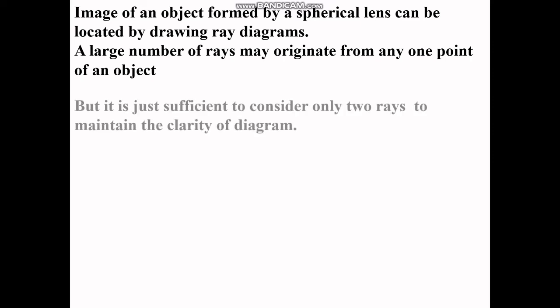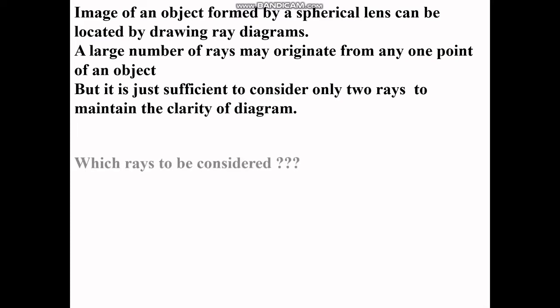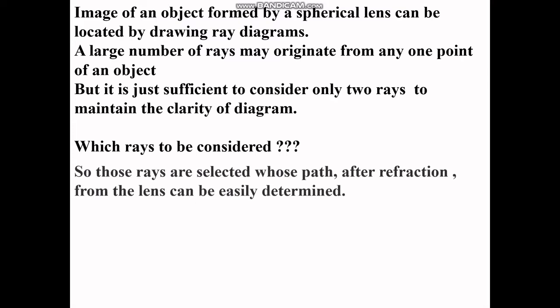Now, the image of an object formed by a spherical lens can be located by drawing ray diagrams. A large number of rays may originate from any one point of an object, but it is just sufficient to consider only two rays to maintain the clarity of the diagram. Which rays to be considered?